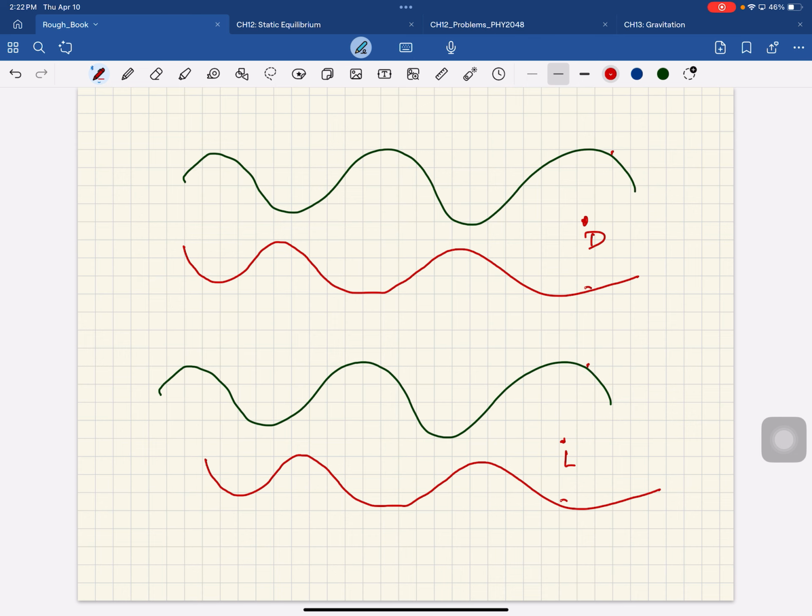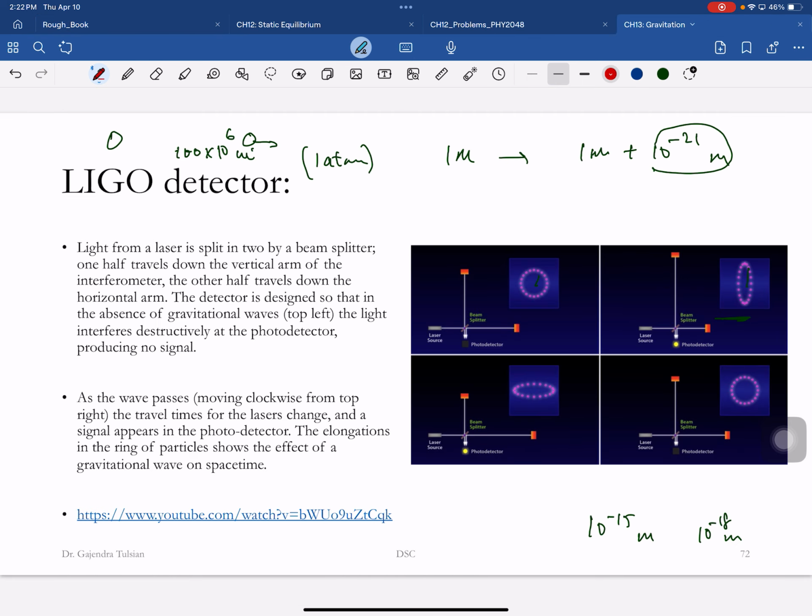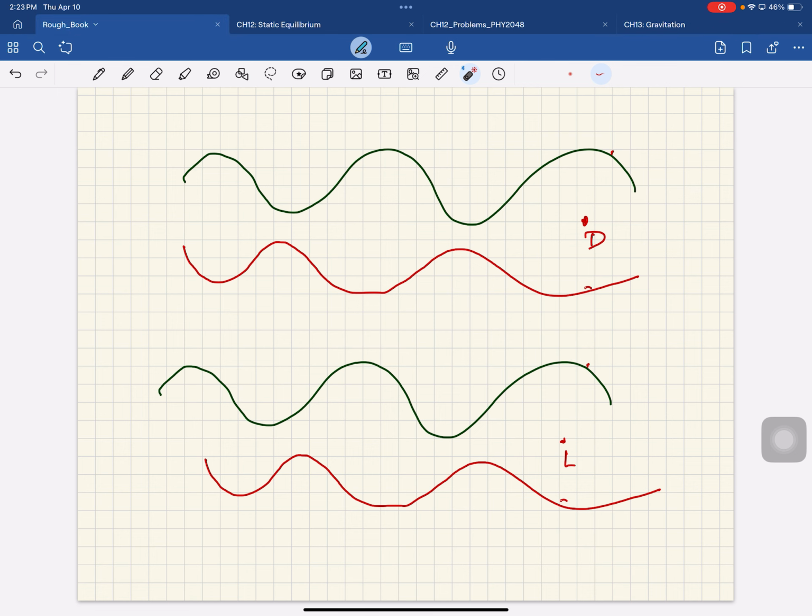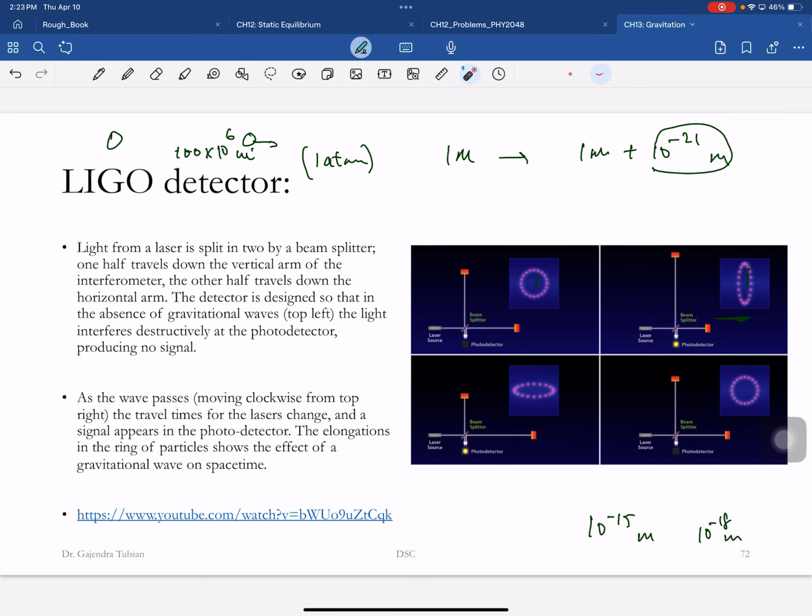Here's what you're going to do. This is about 4 kilometers, this is about 4 kilometers. These are evacuated tubes, the best vacuum in the universe. They split this beam, and the beams travel back and come back such that they exactly cancel, and it's dark. So the normal setting is perfect cancellation, and it's dark.